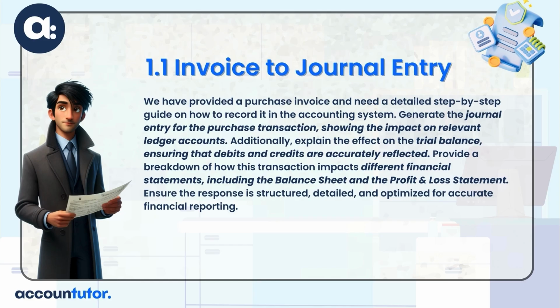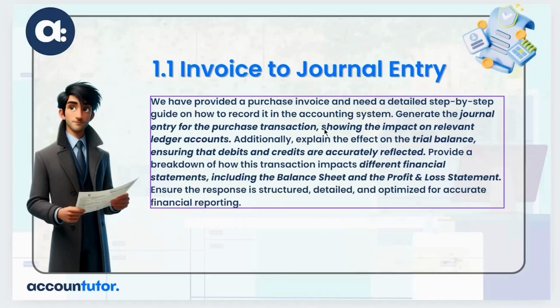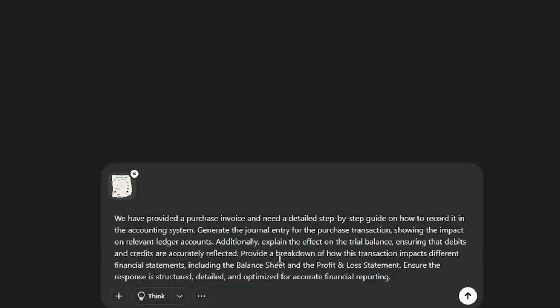To simplify this process, we've created a structured ChatGPT prompt that automates the journal entry, ledger impact, and financial statement breakdown for any purchase transaction. The prompt captures all essential details, including supplier information, invoice number, total cost, tax rate, and payment method. Most importantly, it doesn't just generate a journal entry, it provides a clear impact on ledger accounts, ensures correct trial balance adjustments, and explains how the transaction affects the profit and loss statement and balance sheet. So let's take a look at an actual example to see this prompt in action.